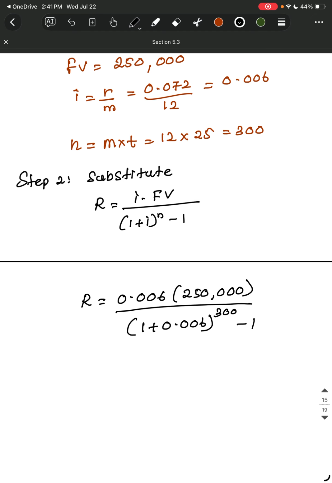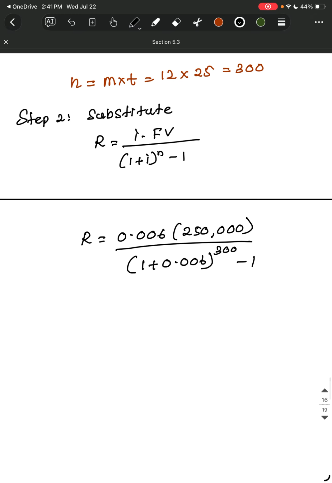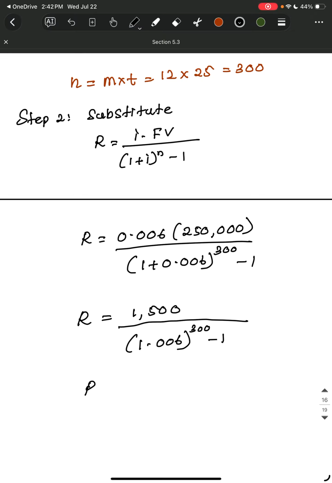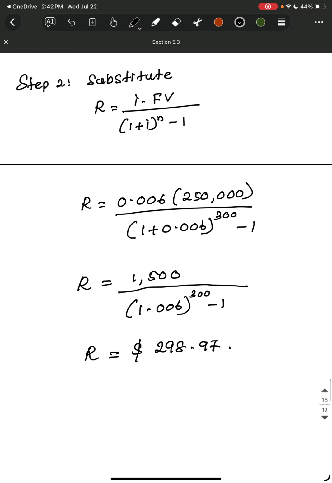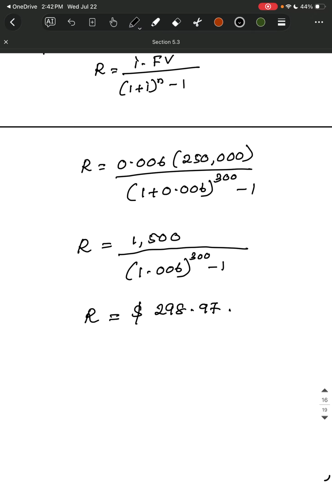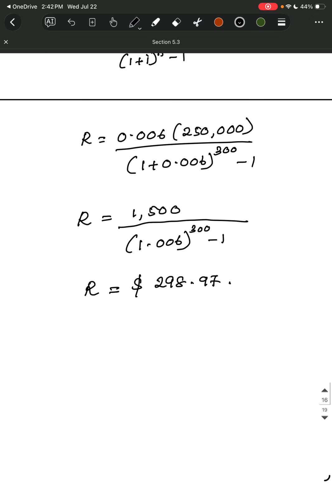Okay, use your calculator to calculate the numerator first. The numerator is 1500, and the denominator is 1.006 to the power 300 minus 1. Then using the calculator you can get the value. The monthly payment: Andrea should deposit approximately $298.97 at the end of every month.